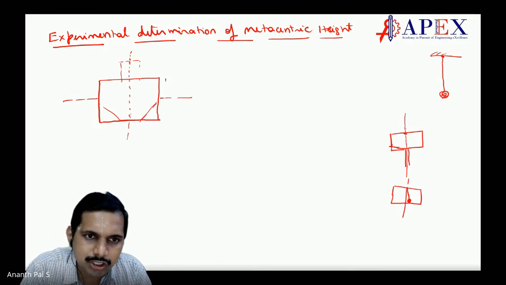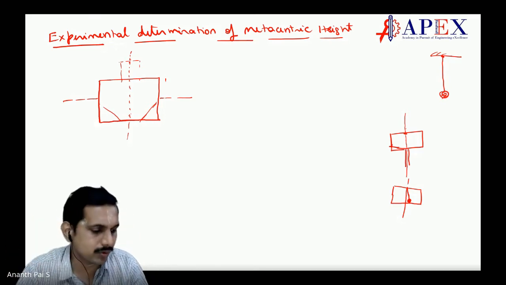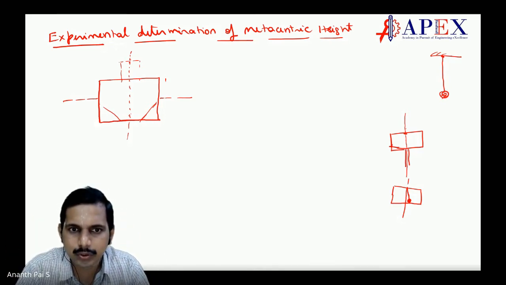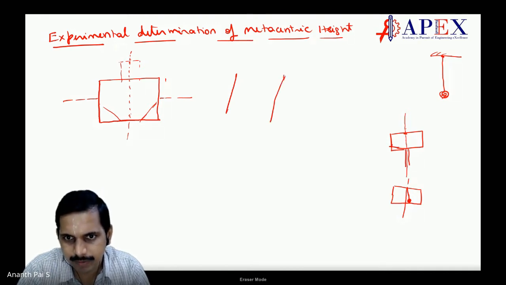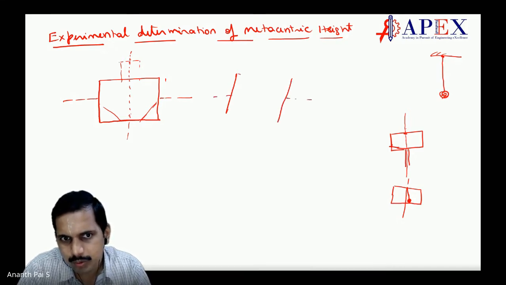So now what happens? Initially, make it vertical and straight. Now what happens next? What you do is take the same ship and tilt it. How do you tilt the ship? By moving the goods. Correct. You move the goods. You have tilted the ship. Correct.